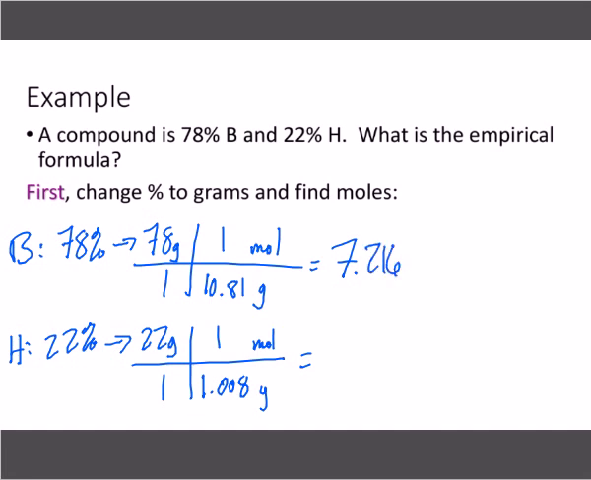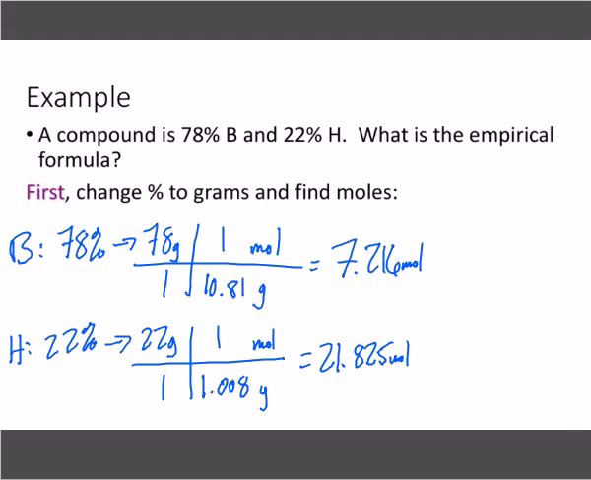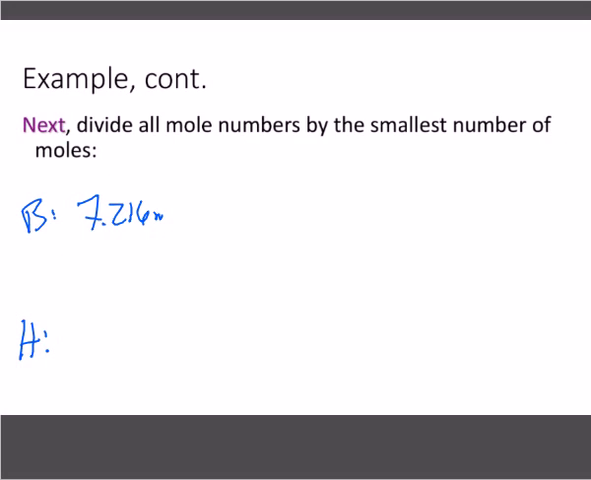7.216. We round, okay. And then hydrogen should be something like 21.825. All right, so there's steps 1 and 2. Okay, we've gone percent to mass, mass to mole. So the next step is, I'm going to copy my stuff right over here. So we had 7.216, and we had 21.825.